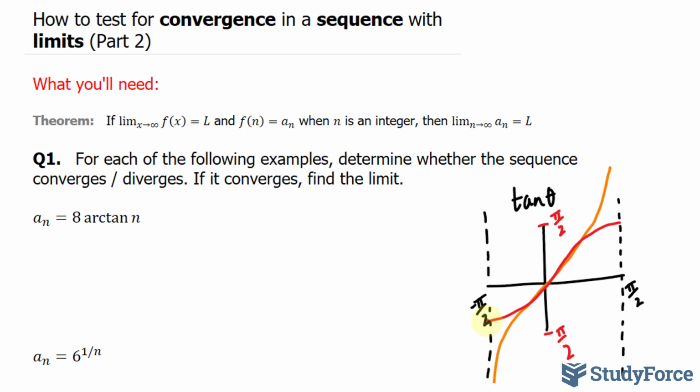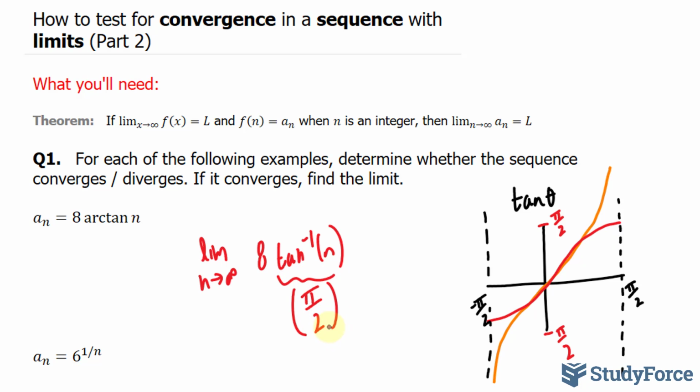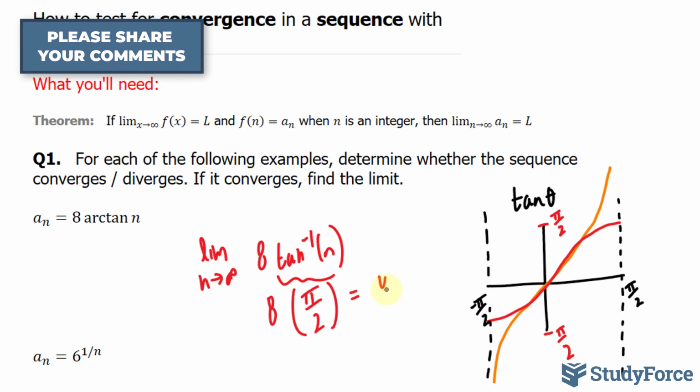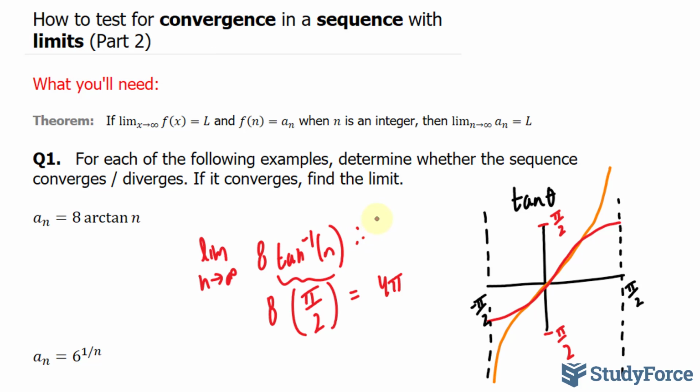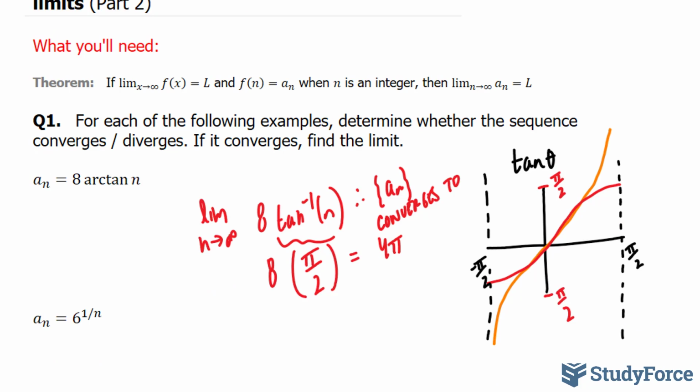That being said, if we take the limit as n approaches infinity for our function 8 arctan, which can be written as tangent inverse of n, if we substitute a very large number into n, as you can tell, this wave will reach a maximum of pi over 2. So this right here will become pi over 2 multiplied by 8, which gives us 4 pi. This means that this sequence converges, and we'll write that down in a formal way, to 4 pi. Let's move on to the next one.